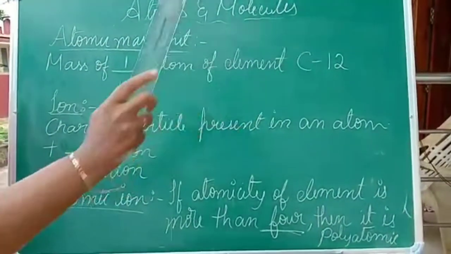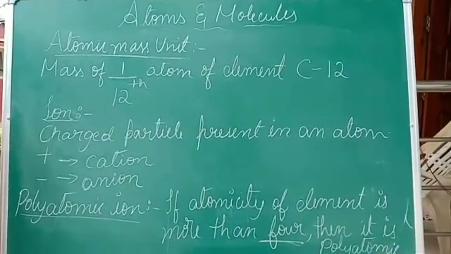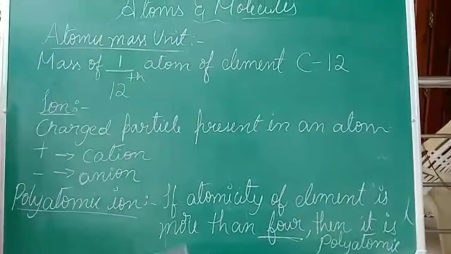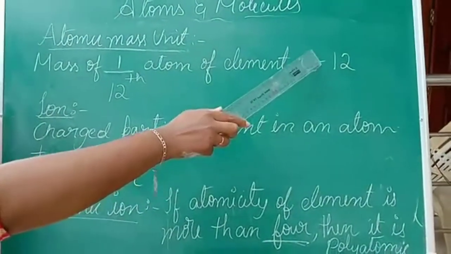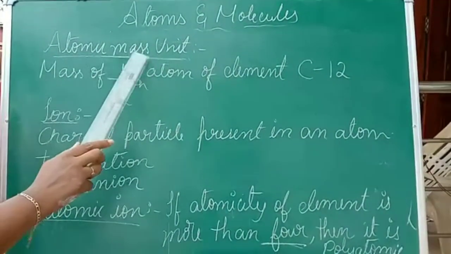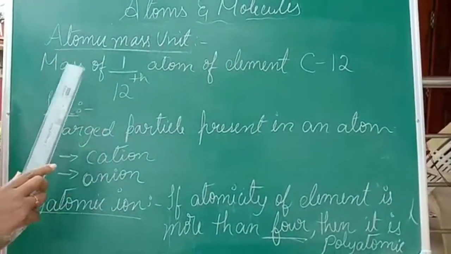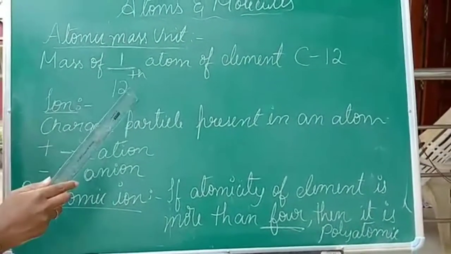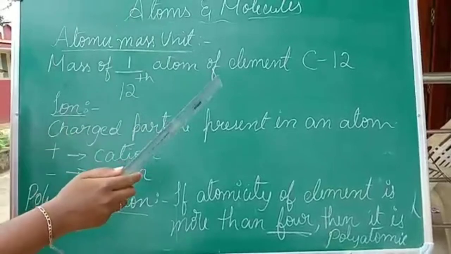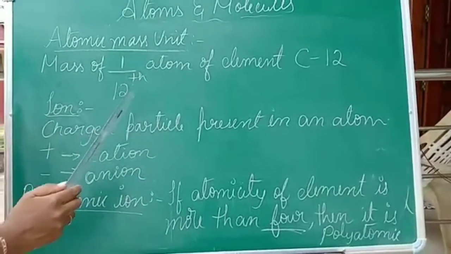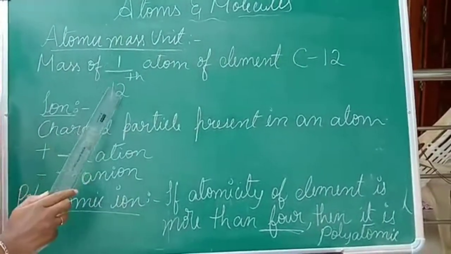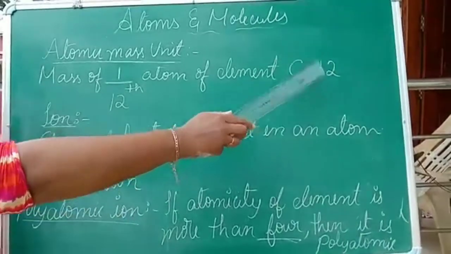And why does only the carbon element have to be taken here? Because carbon is one of the strongest elements, so its name as well as its atomic mass number is taken as the ratio in the atomic mass unit. Understood? So 1/12 is the ratio of the carbon element, where 12 is the atomic mass number of carbon. So atomic mass unit is the mass of 1/12th atom of element carbon 12.